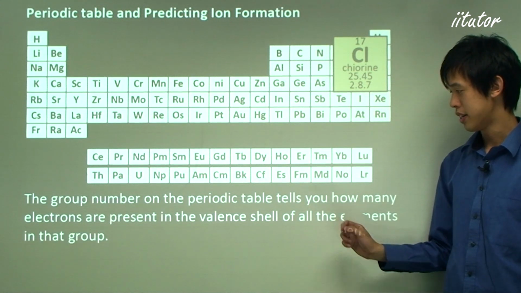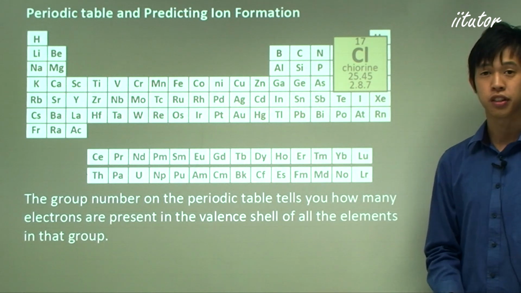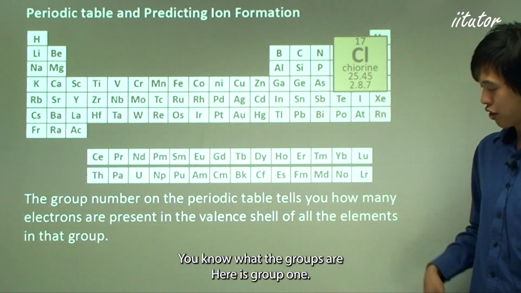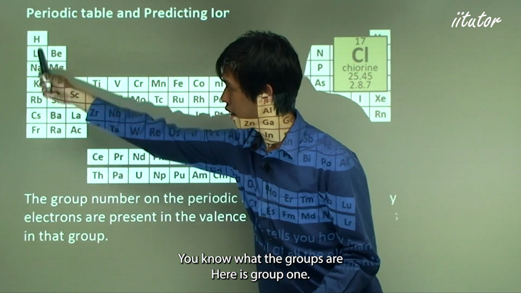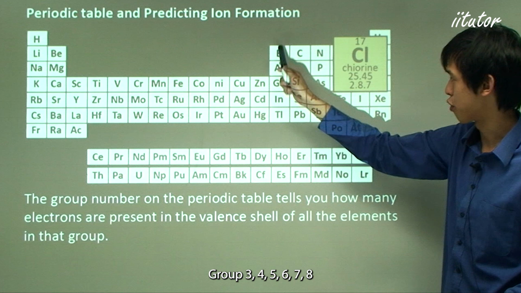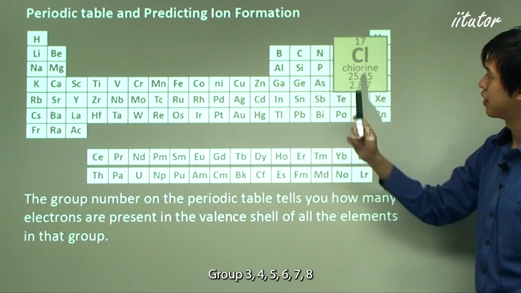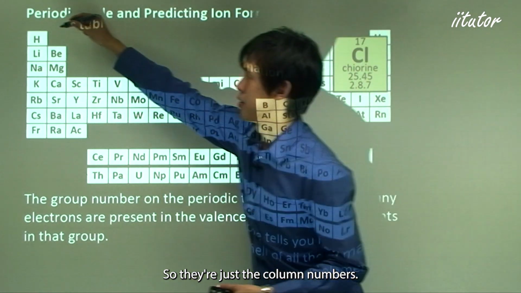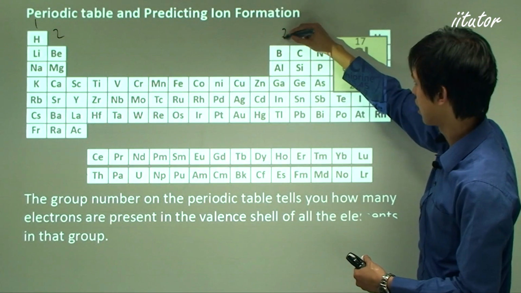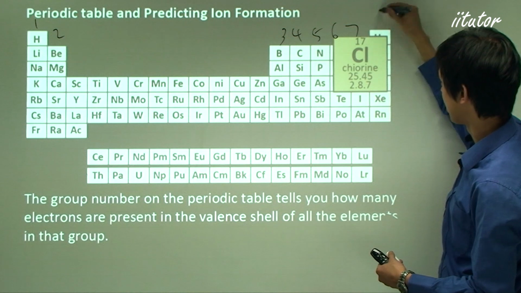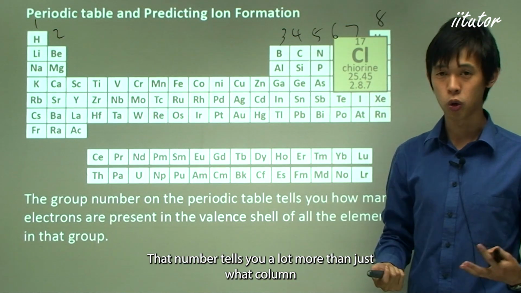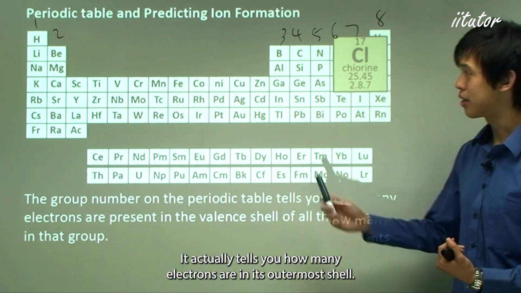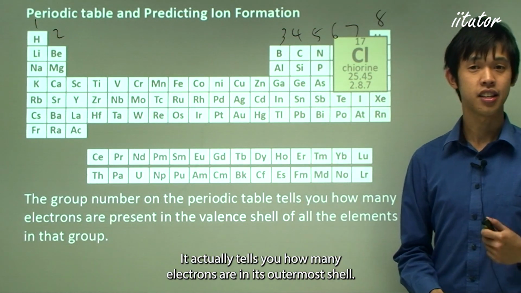The group number on the periodic table tells you how many electrons are present in the valence shell of the elements in that group. Here's group 1, group 2, group 3, group 4, group 5, group 6, group 7, group 8. They're just the column numbers, 1 through 8. That number tells you a lot more than just what column this particular element is in. It actually tells you how many electrons are in its outermost shell.